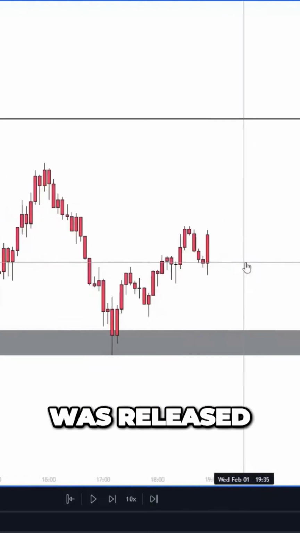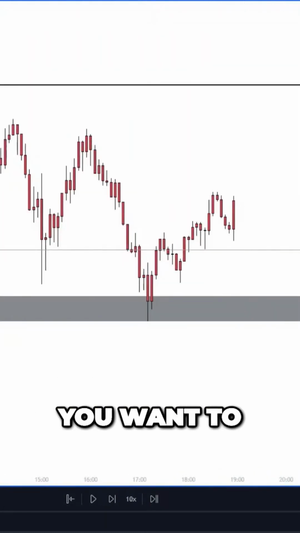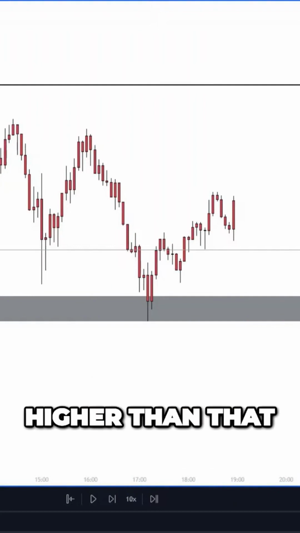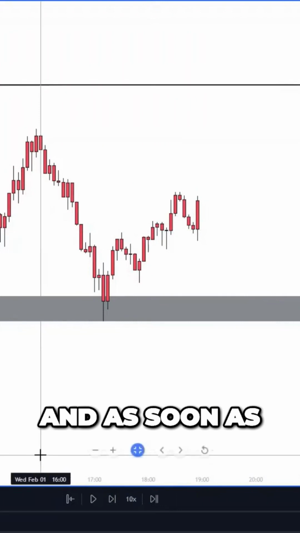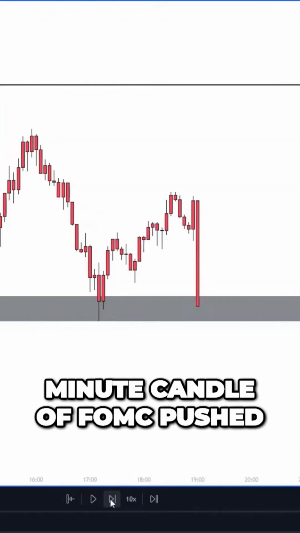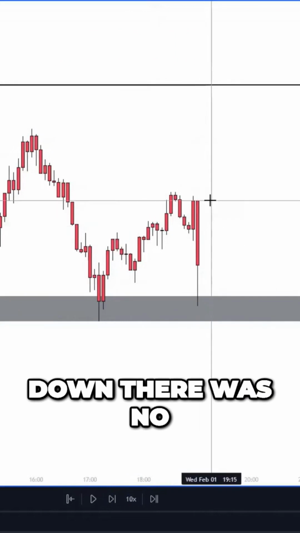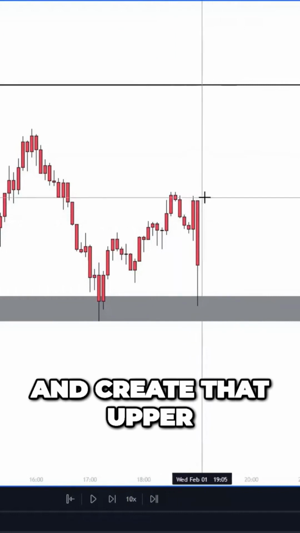Like I said, the news was released in the next candle, so I'm going to play that for you right now. Now I'm on the 5-minute because you want to be trading the strategy on the 5-minute, no higher than that, or you probably are going to miss the move. You can even use the 1-minute for this. And as soon as you start to see rejections, you can get in. So the first 5-minute candle of FOMC pushed down. There was no upper wick, always indicating that we should return to the upside and create that upper wick.